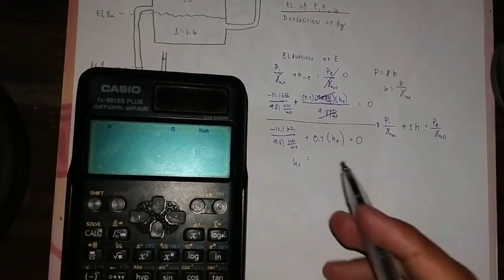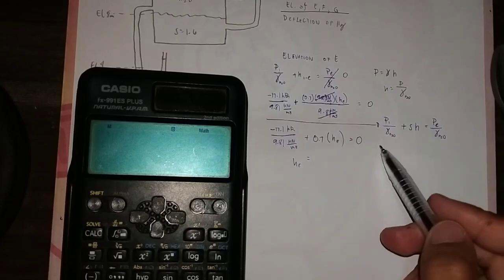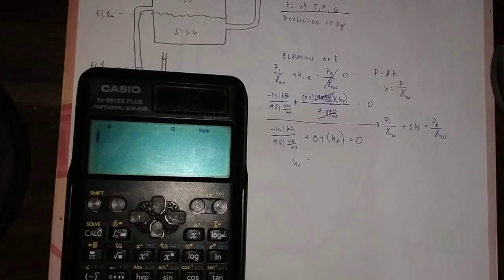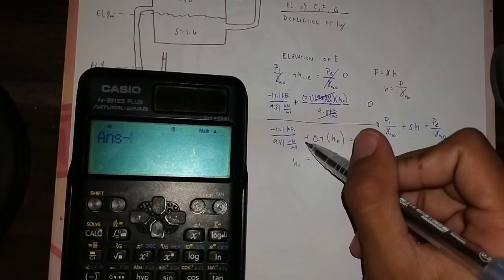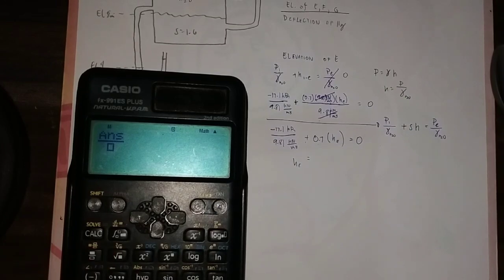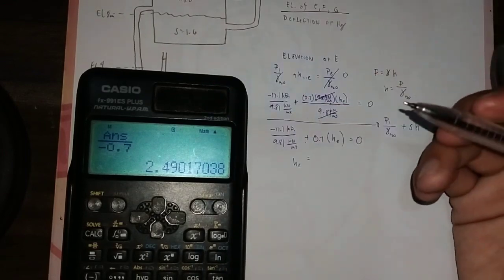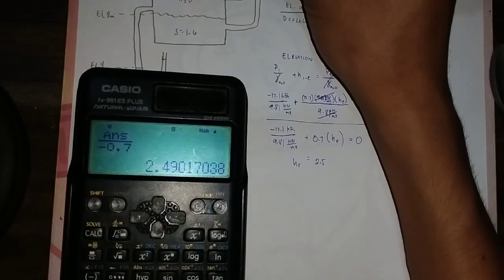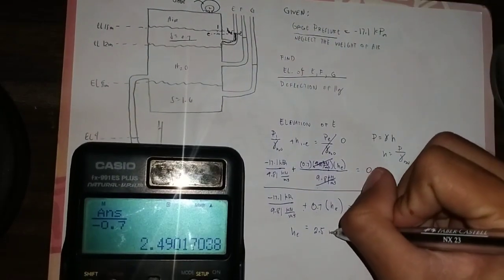We can transpose this to the other side and divide by 0.7: negative 17.1 over 9.81, divided by, since this is positive, transposing it to the other side will give us a negative 0.7. We have 2.49, or around that, up to 2.5. The height E here is 2.5 meters.